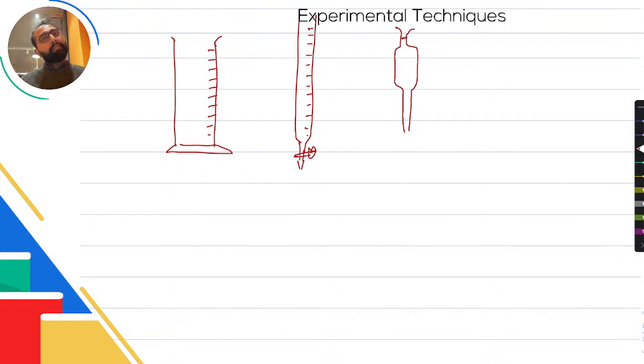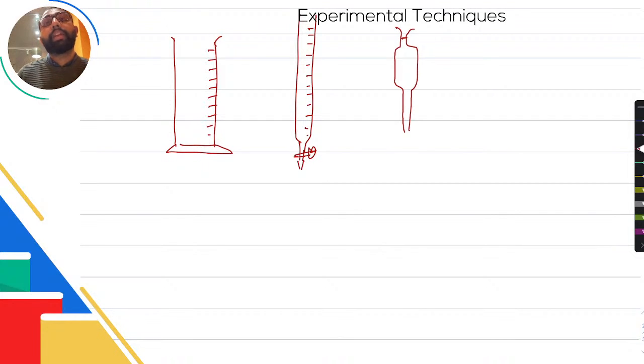So for example, in the exam, they might give you an MCQ asking which of these can be used to measure 25.00 cm cube. Now that 0.00, don't ignore it, because that's telling me I need to be very precise. So I could use a pipette. Pipette gives me 25 exactly. Pipette gives me 10 centimeter cube exactly. Burette can give that, but burette can also give 12.